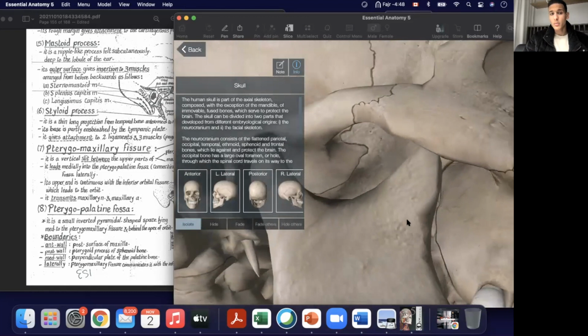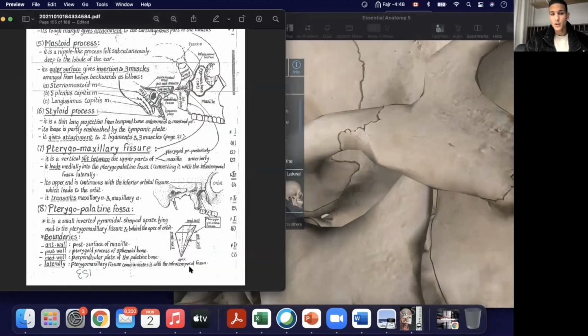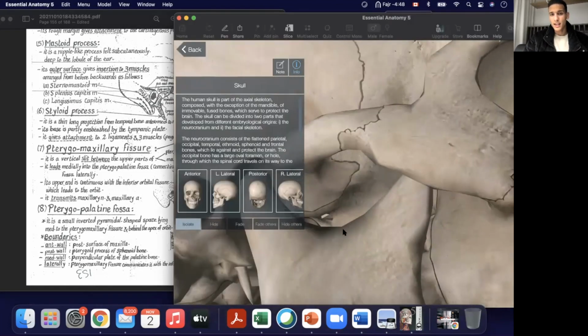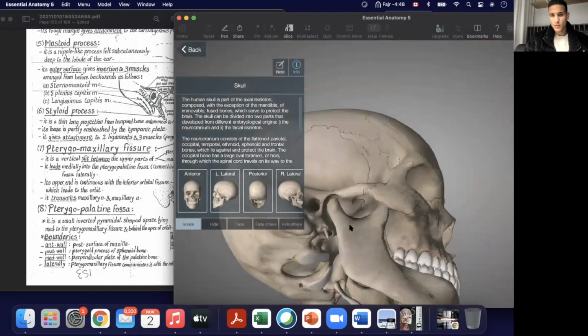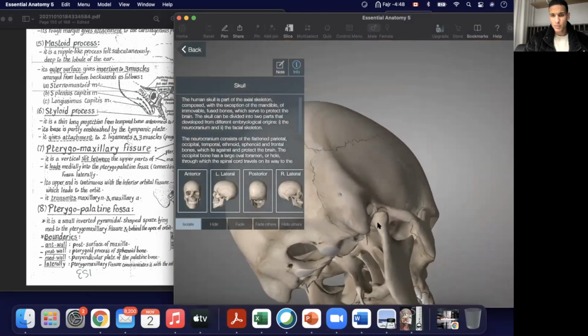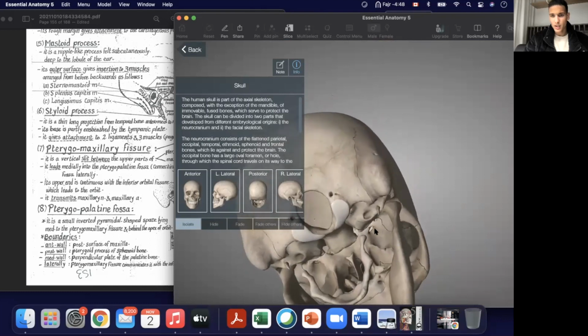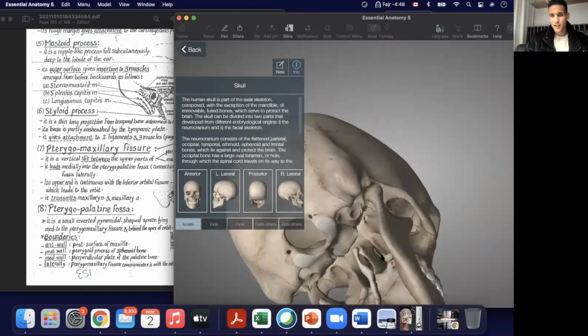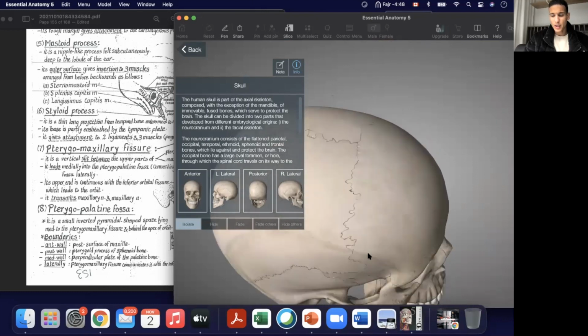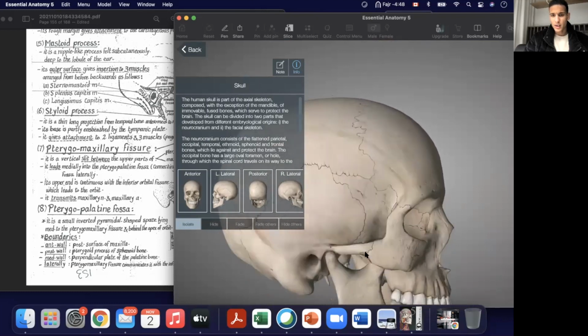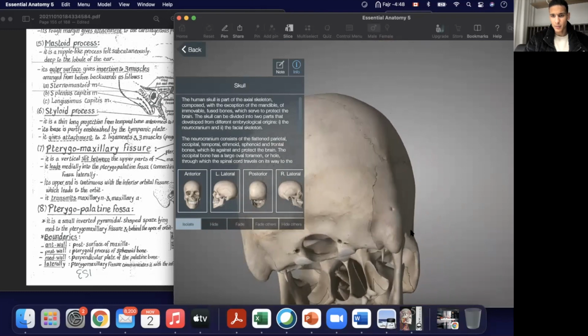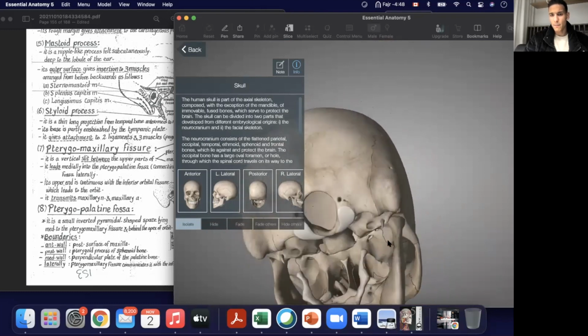And it communicates, it says here, inferiorly with the infratemporal fossa. We didn't look at this. One second. So the infratemporal fossa is basically right here. As I said, you go in here and behind the mandible, that space here is called the infratemporal fossa. Okay?